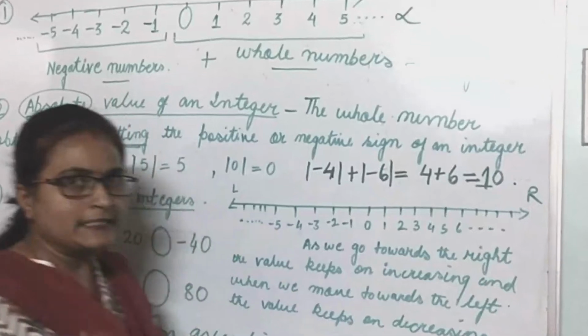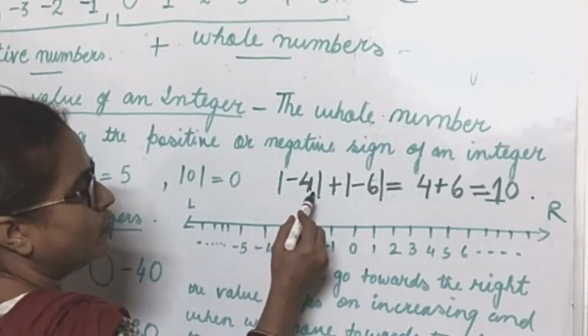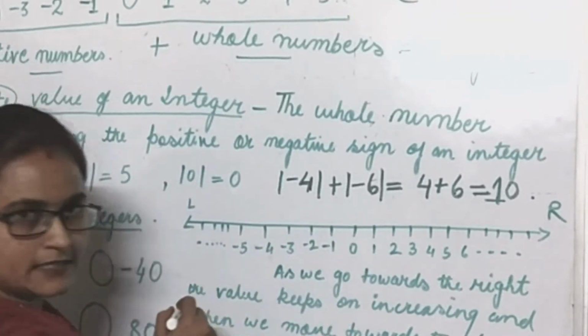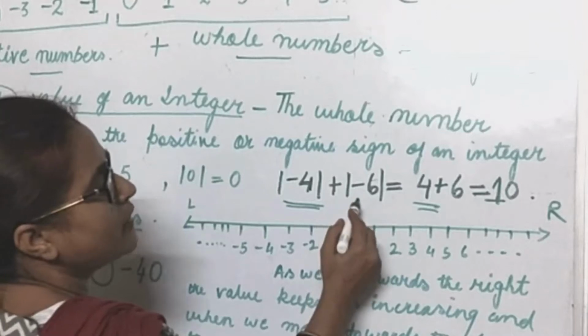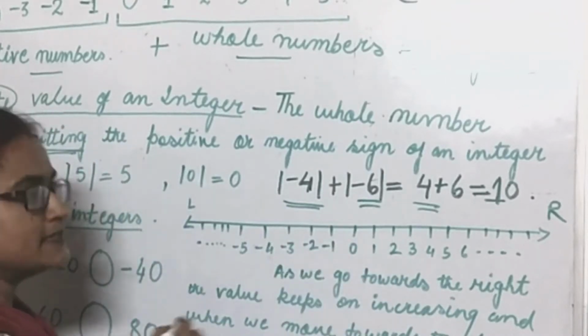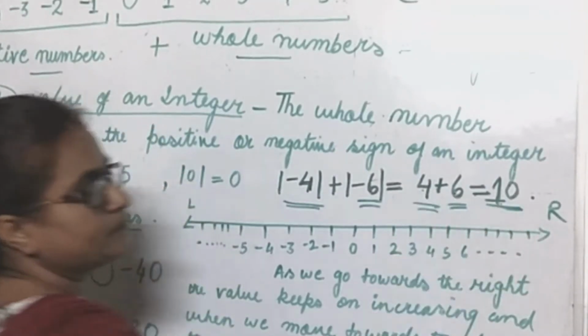Now in the exercise, some sums are given on absolute value. Suppose the absolute value of 4 plus the absolute value of minus 6. What is the absolute value of 4? It is 4. What is the absolute value of minus 6? It is 6. So 4 plus 6 is equal to 10.